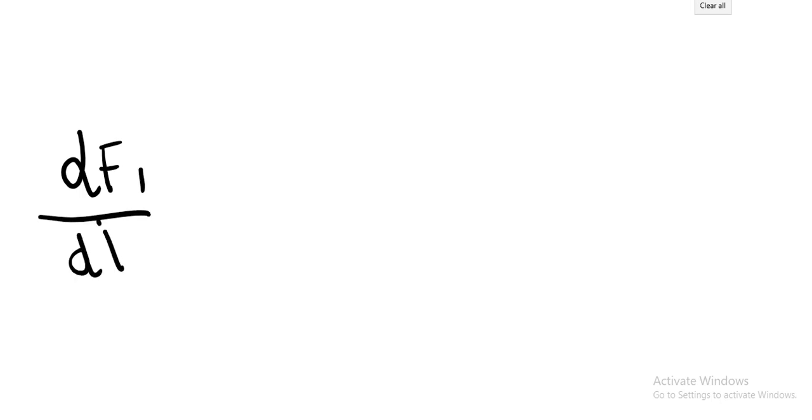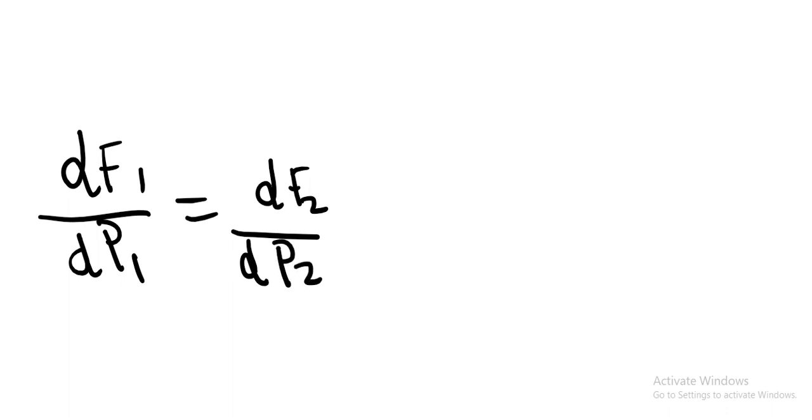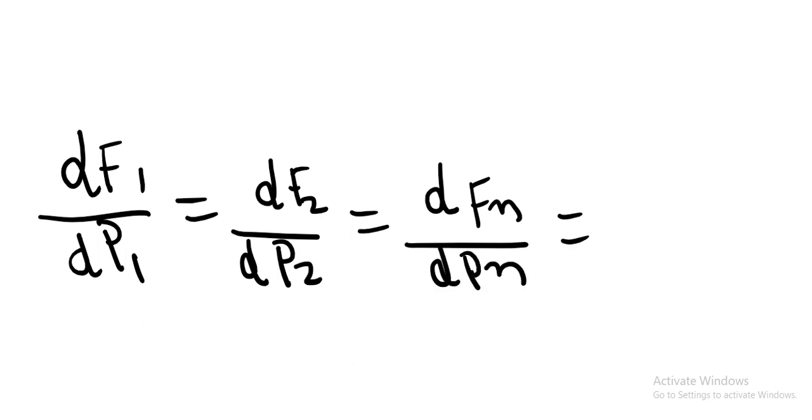For this we have our economical load dispatch. We have the incremental fuel cost of plants. We take that equal: df1 divided by dp1 equal to df2 divided by dp2 equal to dfn divided by dpn equal to lambda. This lambda is the Lagrangian multiplier.